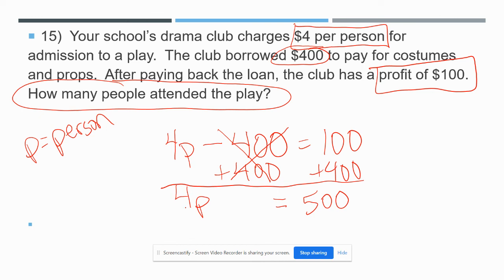This is 4 times p. The opposite of multiplying is dividing, so we're dividing both by 4. 4 divided by 4 is 1p. We don't have to write the 1. And then 500 divided by 4 is 125. So 125 people went to the play.